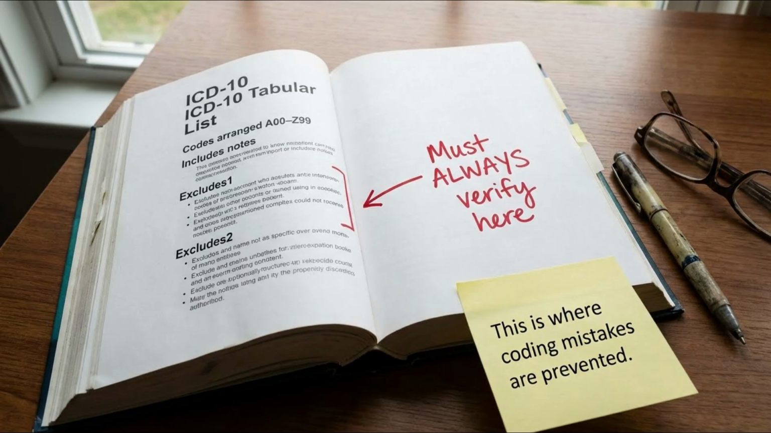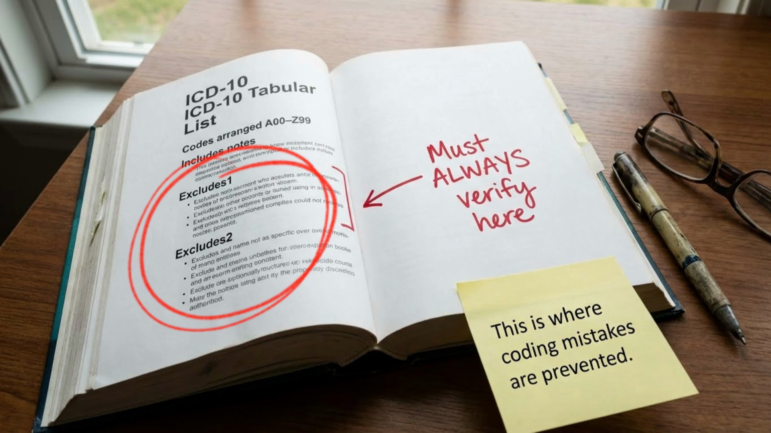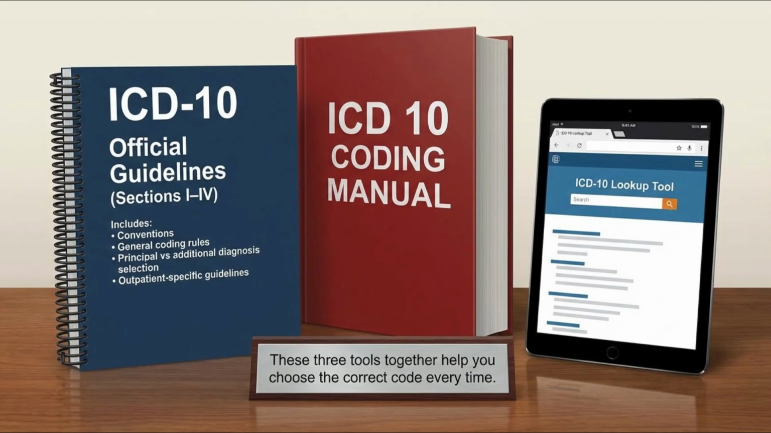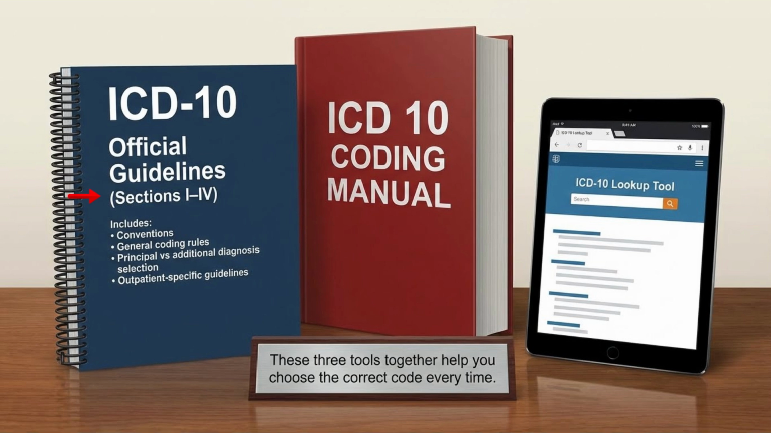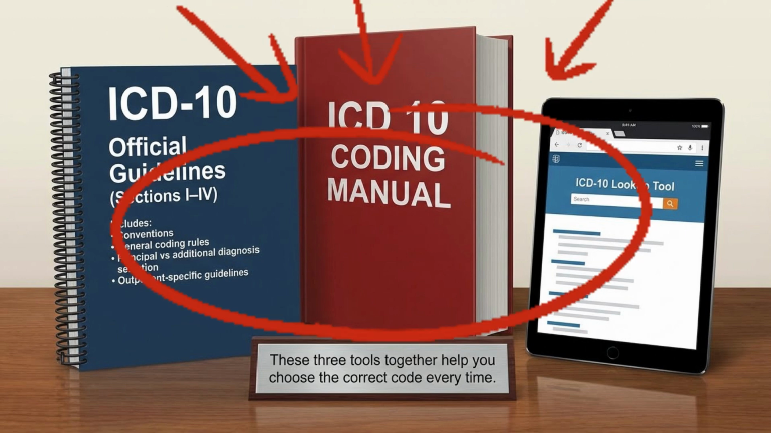2. Tabular List. Codes arranged A00 to Z99. Includes notes, Excludes 1, Excludes 2. Must always verify here. This is where coding mistakes are prevented. 3. Official Guidelines, Sections I to 4. Includes conventions, general coding rules, principal versus additional diagnosis selection, outpatient-specific guidelines. These 3 tools together help you choose the correct code every time.